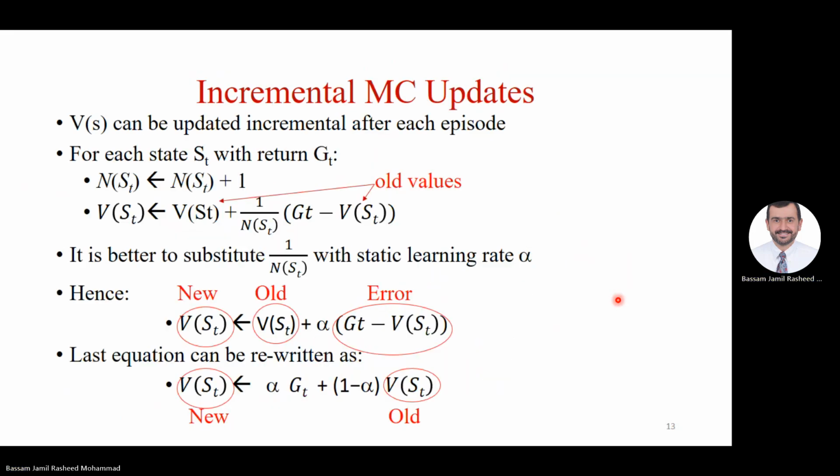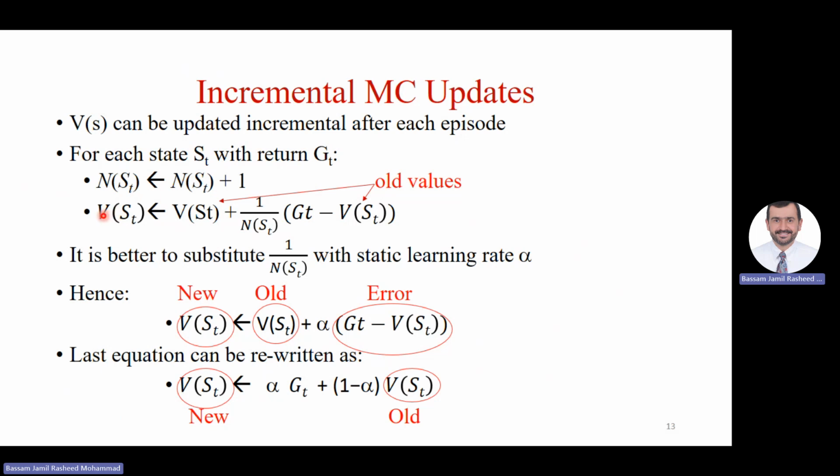Now, what we can say here is that we can do the update incrementally after each episode. Once we do an episode, we incrementally update all the states. We run an episode, we don't have to wait for 3 episodes. We run an episode and we update the states. In the previous example, we ran 3 episodes and we computed the mean return. But you can do this episode by episode in an incremental way.